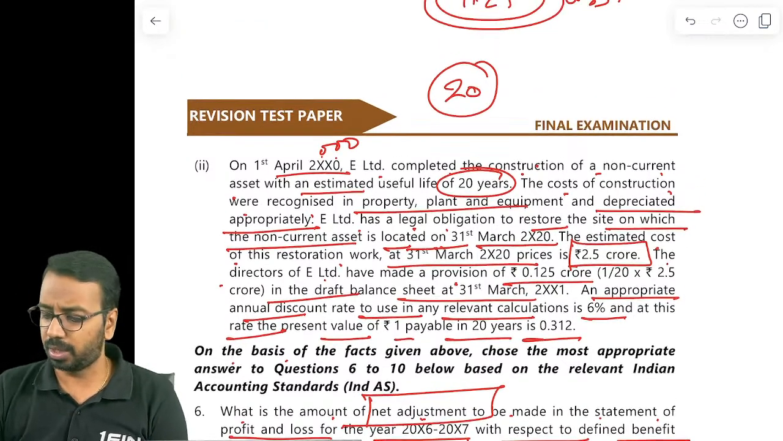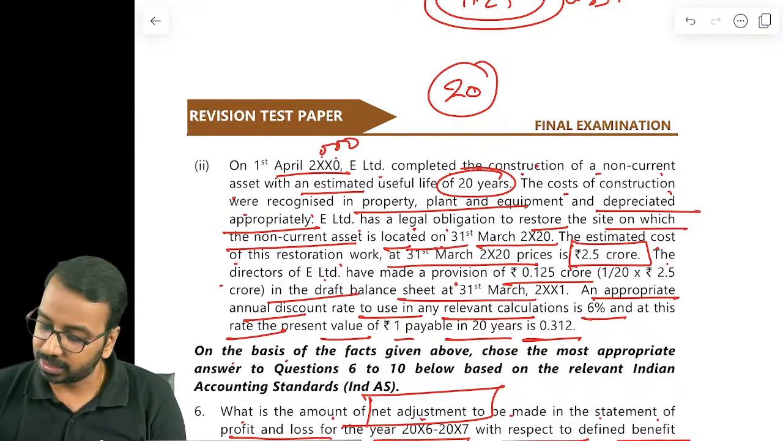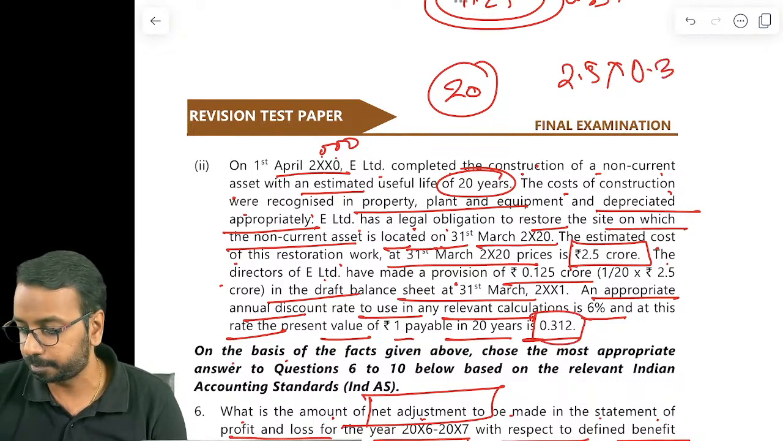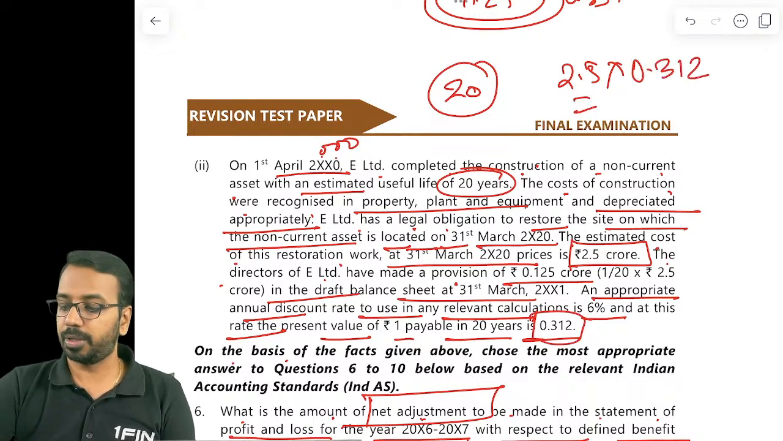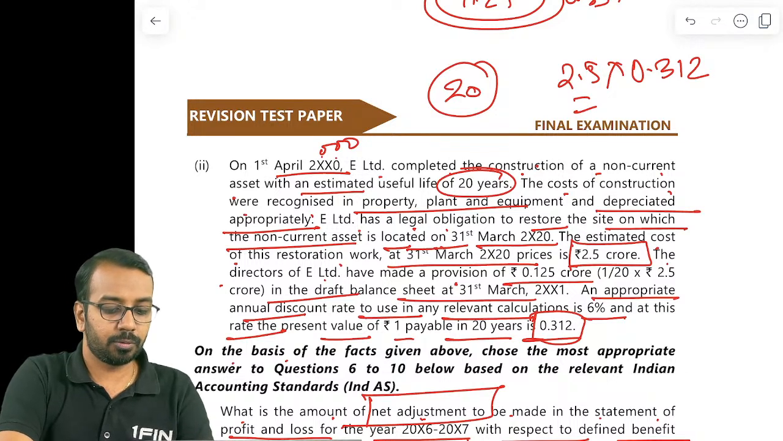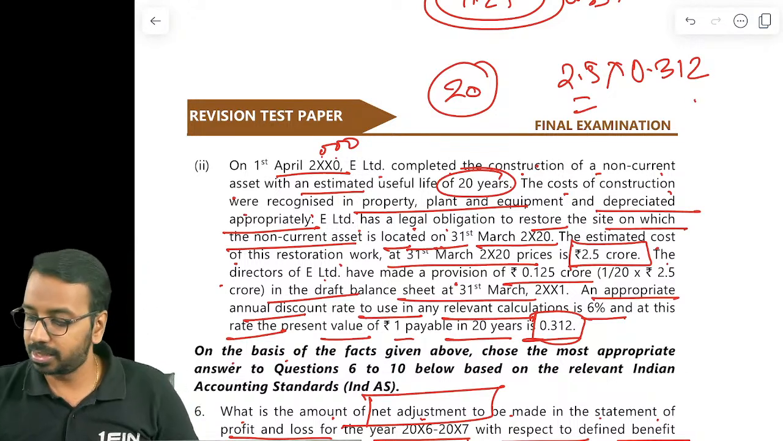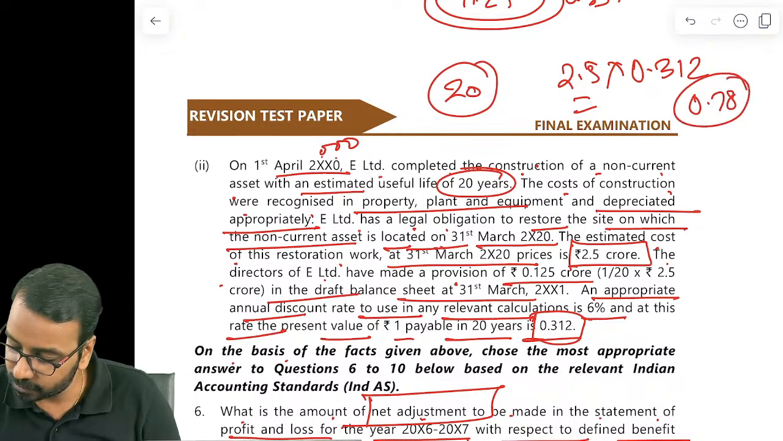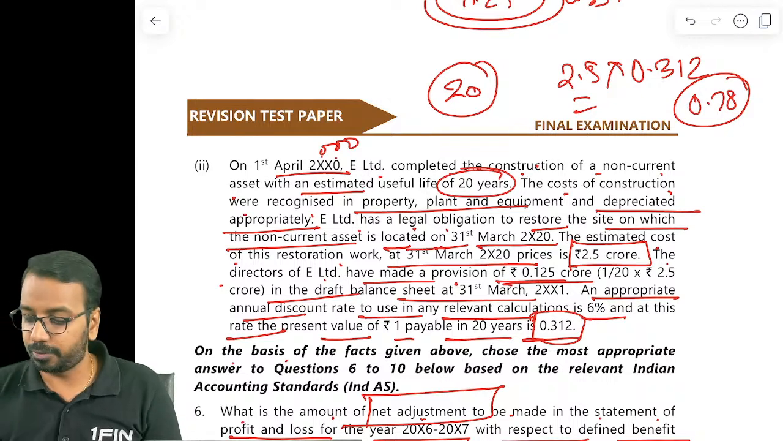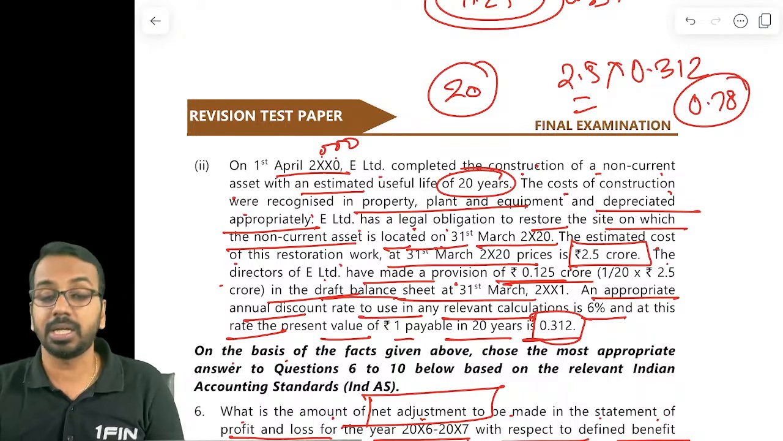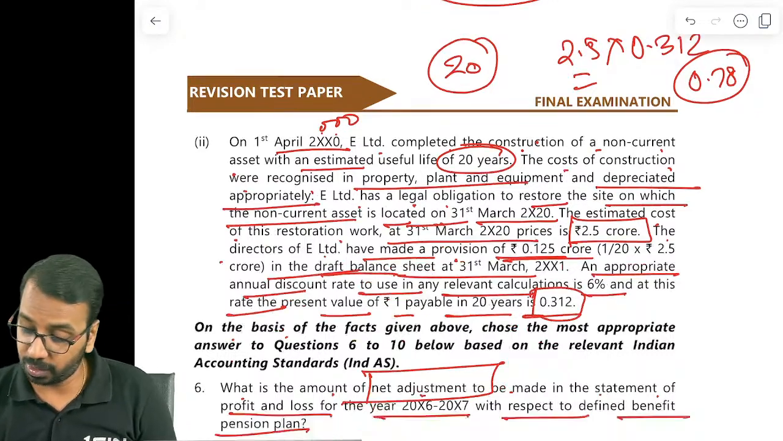This is again a question which I have already done earlier also. What should they have done? They should have done 2.5 crores multiplied by the factor 0.312. So 2.5 into 0.312, I get 0.78. This has to be added to the cost of PPE. What they have done is, they have made a provision of 0.125 crores in the balance sheet. That is not correct, that has to be reversed.